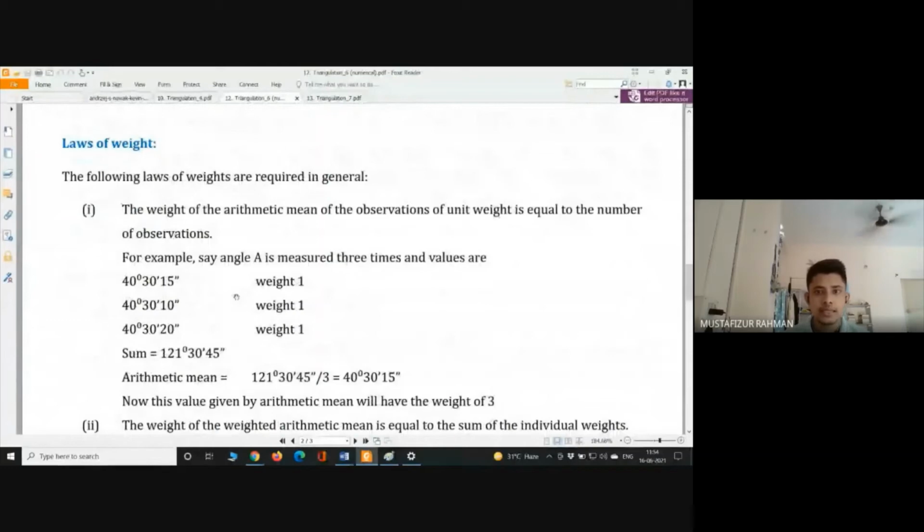The first law is simple. If we are measuring it only once, it can be weight 1. If we are measuring it a number of times, then taking the mean of those values, the weight will be the number of measurements. For example, here we have measured the same angle A 3 times and taken the mean value to express the value of A. So the weight will be 3. It is 3 times more reliable than a single measurement. If we take measurements 10 times and take a mean of them, then the weight will be 10, like that.